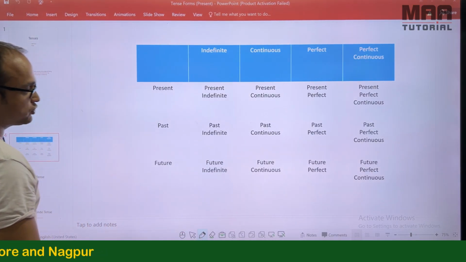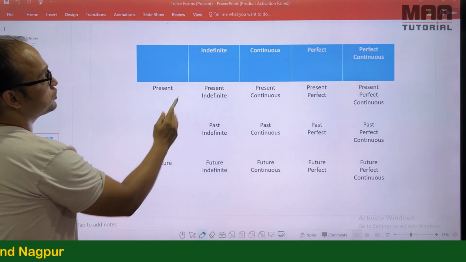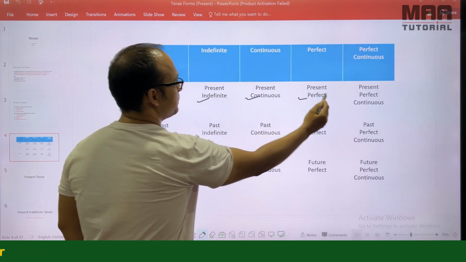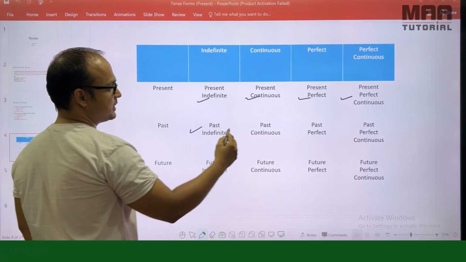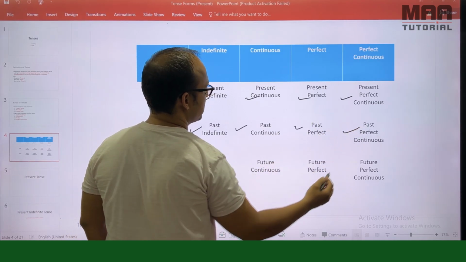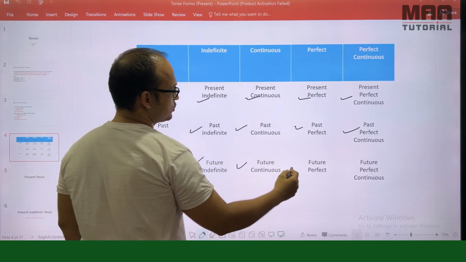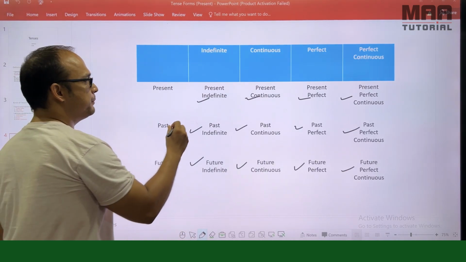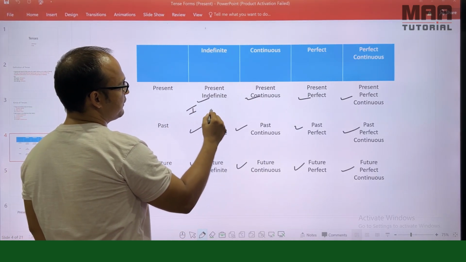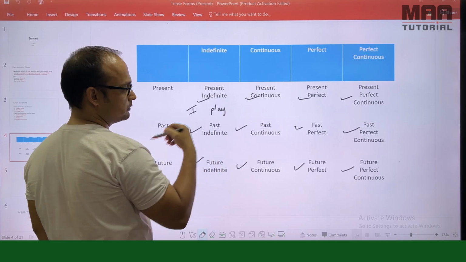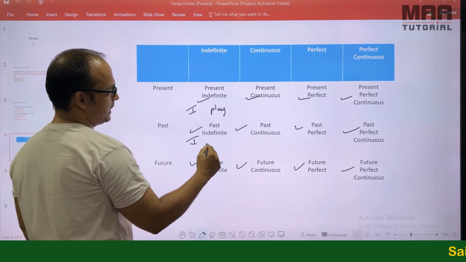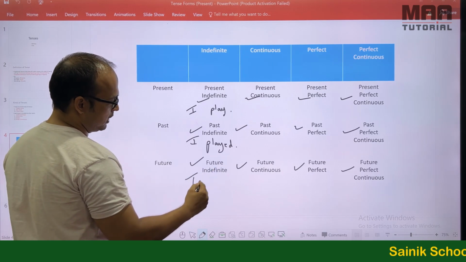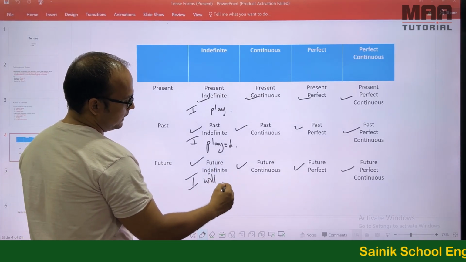See, this is a chart which shows you the difference. So, present, past and future, each with indefinite, continuous, perfect and perfect continuous. I'll give you one example. Present indefinite, I play. Past, I played. Future, I will play.